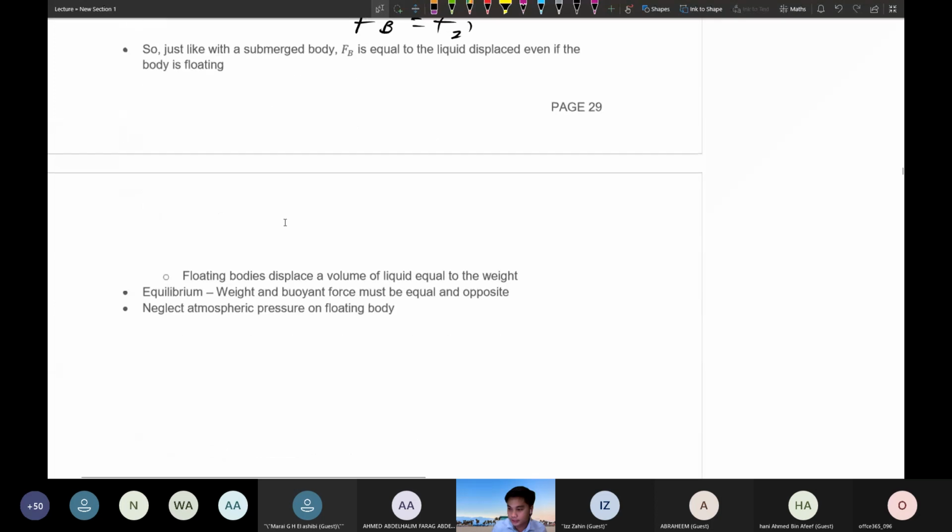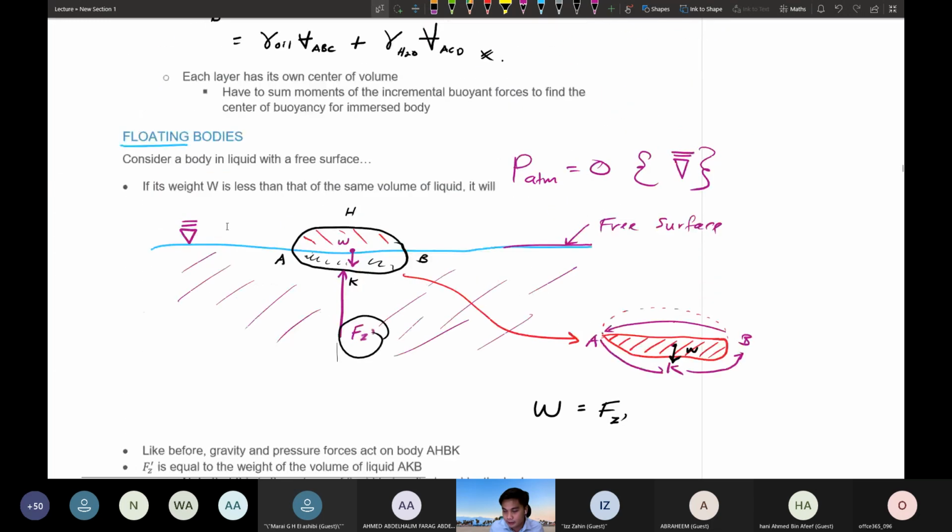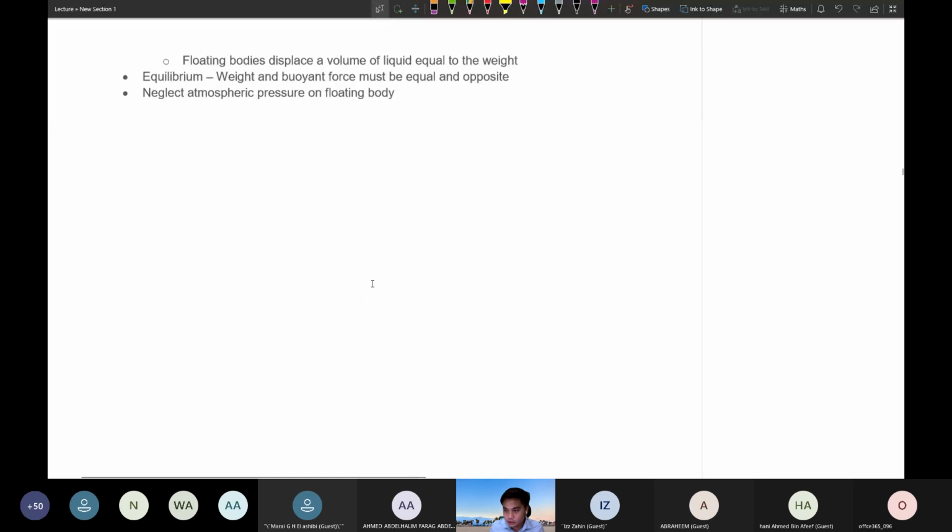All right, so this is what I explained. A floating body displaces a volume of liquid whose weight is equal to the weight of the body. Under equilibrium, that means the object is static, not floating up and not sinking. The weight and the buoyant force must be equal and opposite. For this case, we neglect the atmospheric pressure on the floating body because we have the reference line. So the same thing happens. The formula of buoyancy force, FB, equals gamma multiplied with the volume.